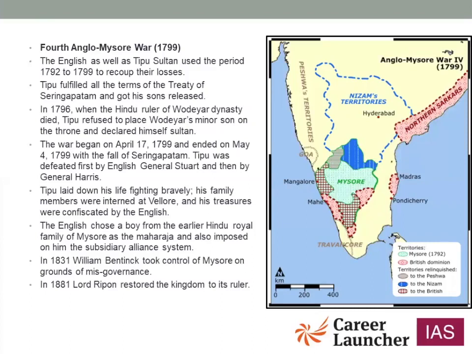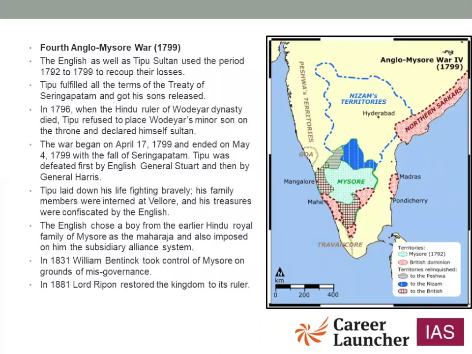After his death, the English chose a boy from the earlier Hindu royal family of Mysore as Maharaja and also imposed on him the subsidiary alliance system. Under the subsidiary alliance system, they started ruling indirectly. Okay, on Mysore. So here in the map, you can see another shaded part of the Mysore dynasty, which had been taken over by the victor side: the Marathas, the Nizam of Hyderabad and the English East India Company.